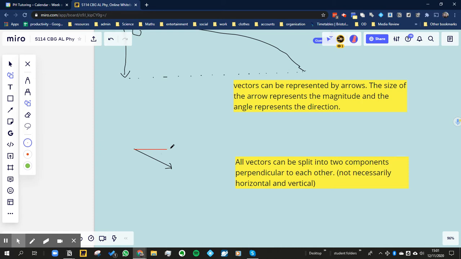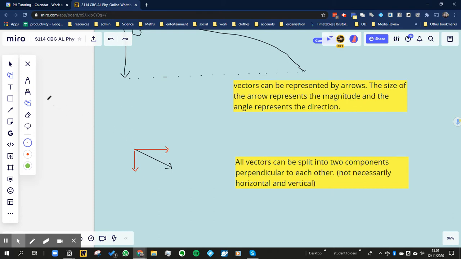That would be my horizontal component. It should be the same height, same width as that one. And that would be my vertical component. So basically what we do when we split things into components, we're essentially reversing when we add them.